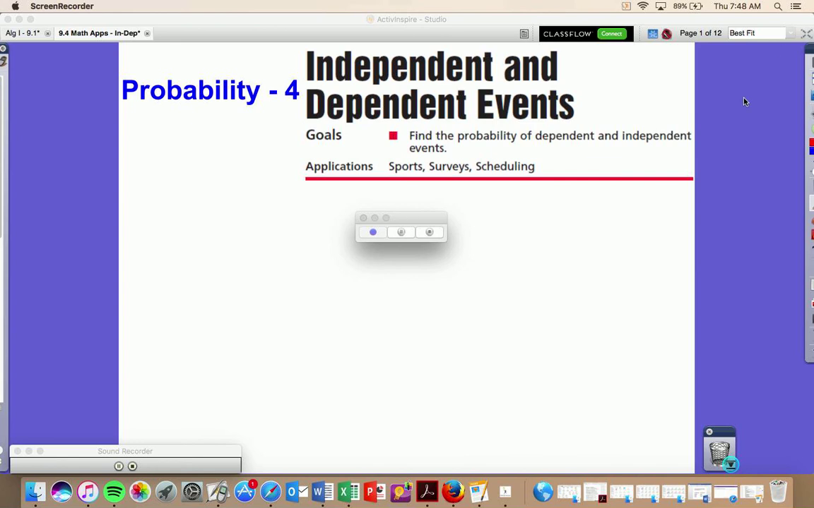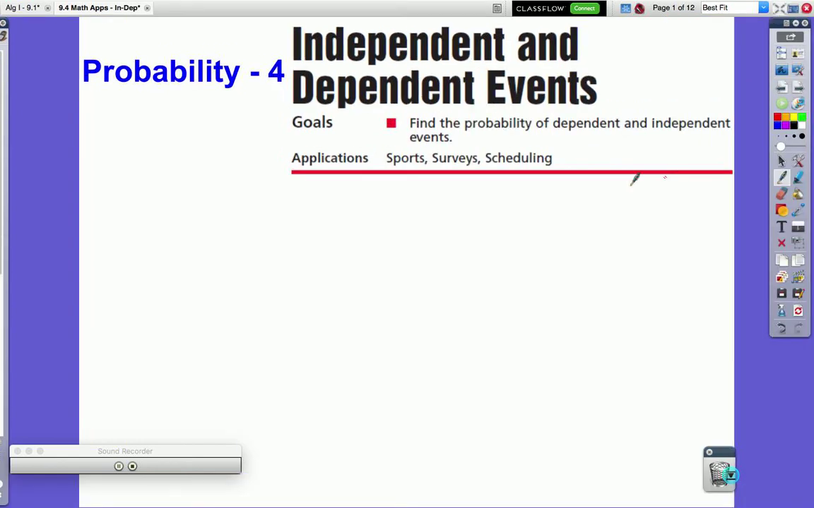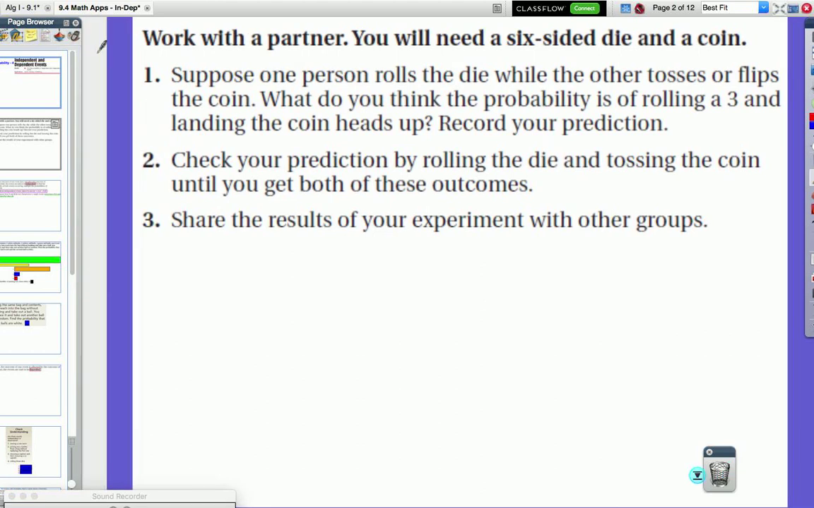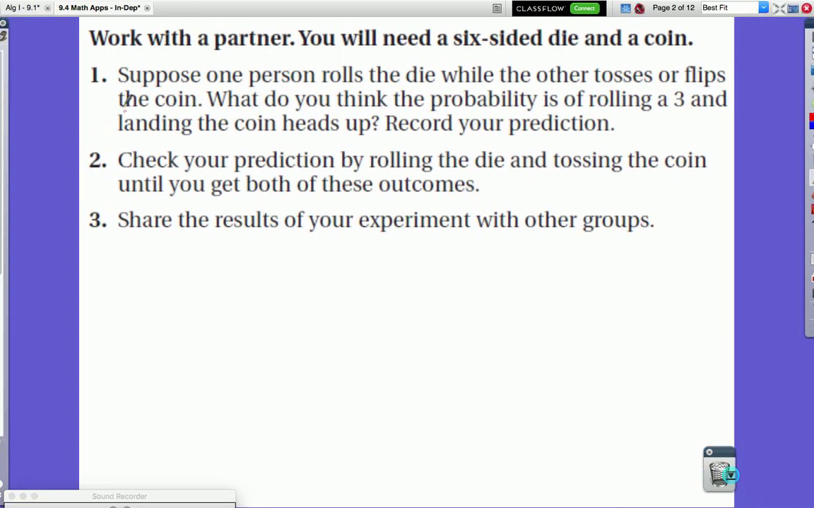Right. Today we're going to talk about probability 4, which is independent and dependent events. We're going to find different probabilities. So, first one, it says to work with a partner, we're just going to look at this as an example.